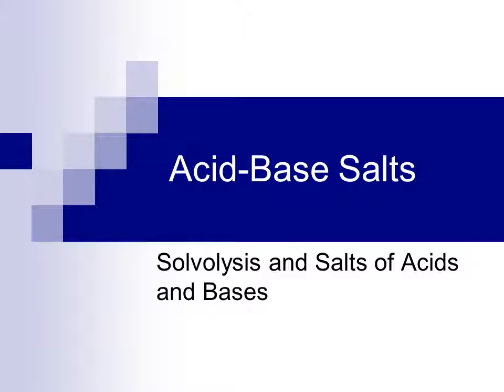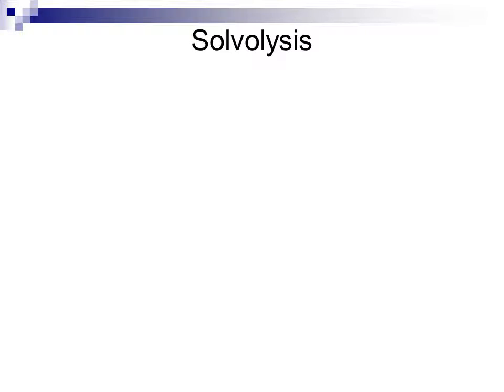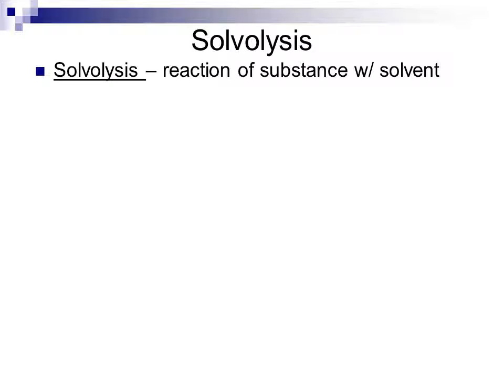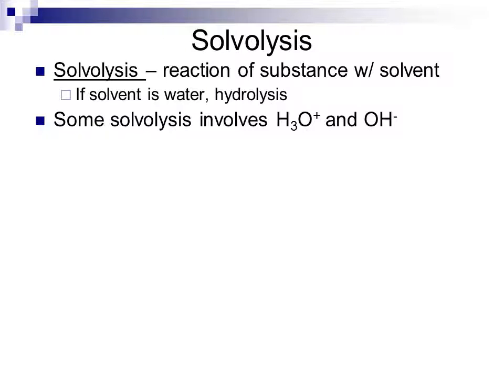Acid-base salts, looking at solvolysis and the salts of acids and bases. Solvolysis is a process by which a substance will react with the solvent it dissolves in. If that solvent is water, it's called hydrolysis. Some solvolysis processes involve hydronium and hydroxide, so are involved with acids and bases.